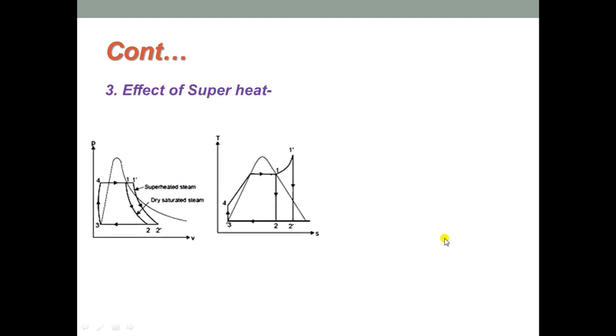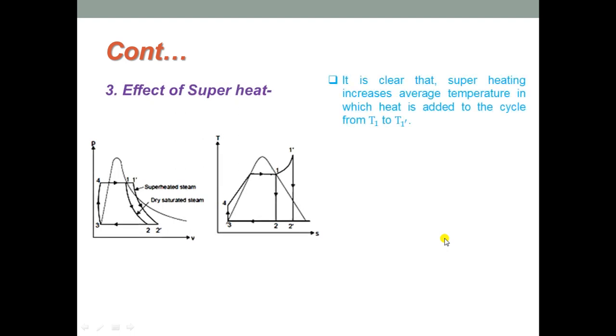And the next effect is effect of superheat. It is clear that superheating increases average temperature in which heat is added to the cycle. So, superheating is this point 1, I already said that. So, the curve represents the saturation line, above this it is a superheated region. So, now the 1 dash point is in superheated region. So, 1 represents dry saturated. So, now it is clear that superheating increases the average temperature. So, the average temperature of the working substance has been increased from T1 to T1 dash.